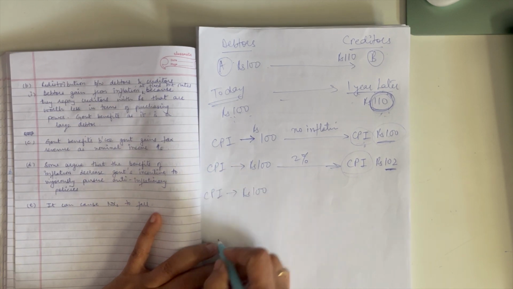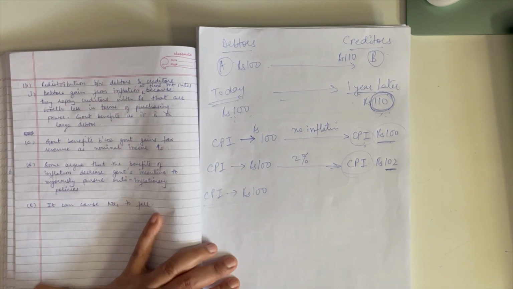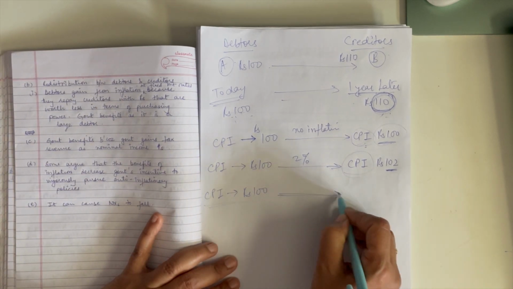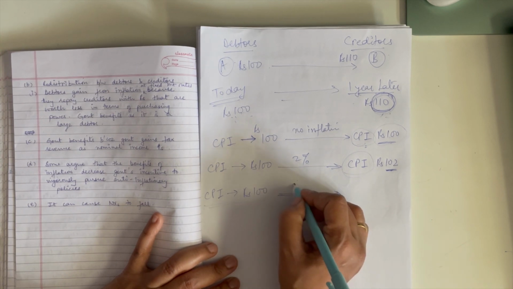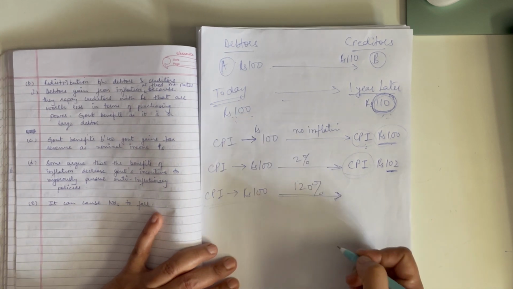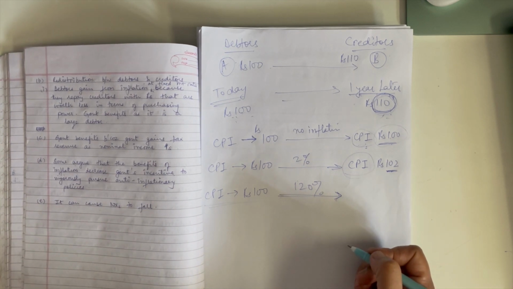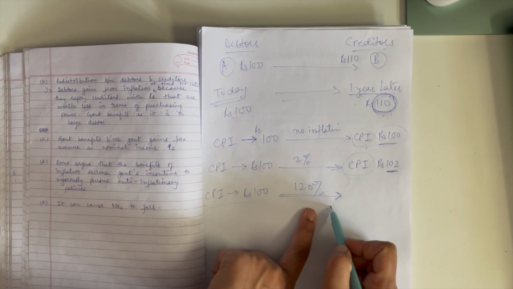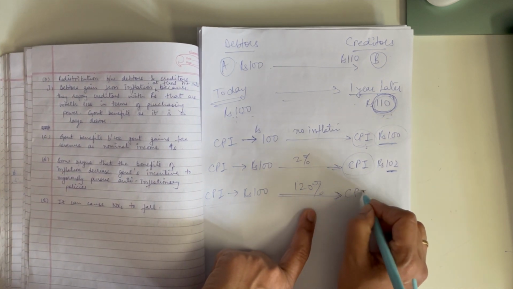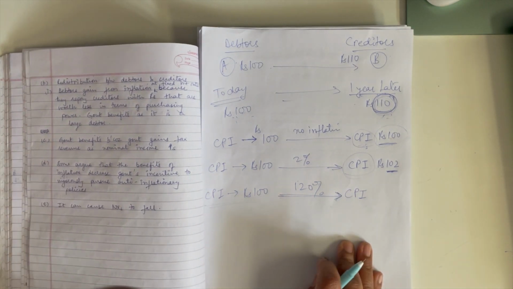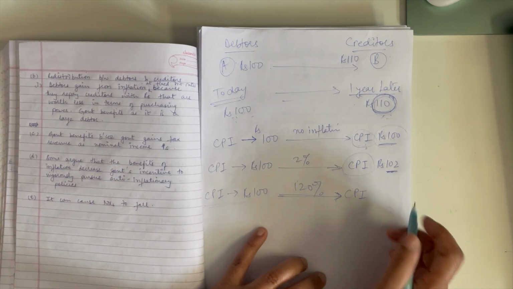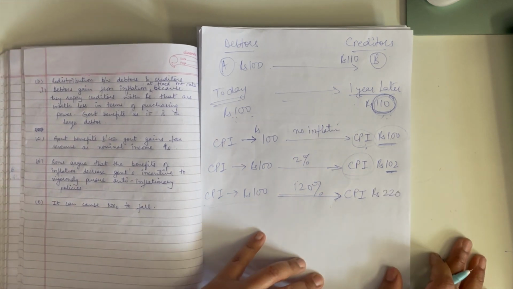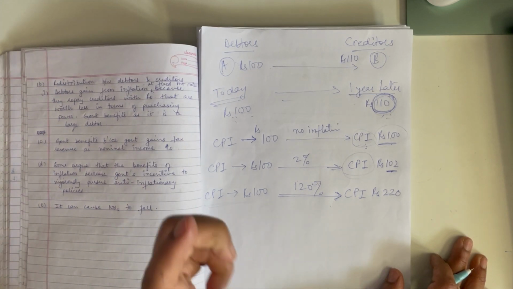So today I have a CPI of 100. I buy a certain basket of goods and services at rupees 100. And let's say there's an extreme inflation of 120 this time. I've taken this extreme case so that you understand it better. So now my CPI, that is my same basket of goods and services, would cost 220 rupees.